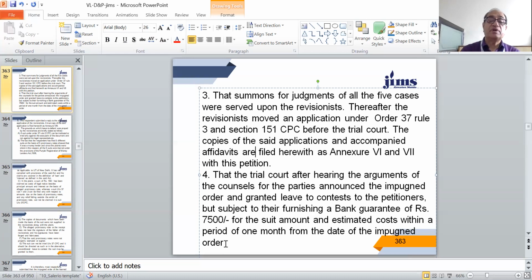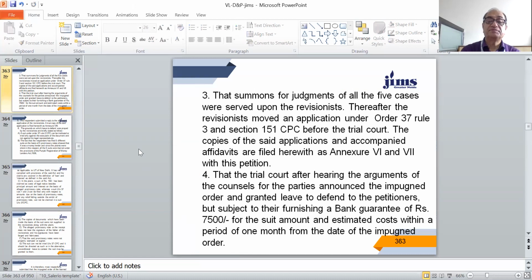Dear students, you know that in the last lecture we had studied the working of Order 37 of CPC, where summary suits are filed. So here in this case, the leave to defend was granted, but there was a condition that a bank guarantee of 7,500 rupees is to be given.